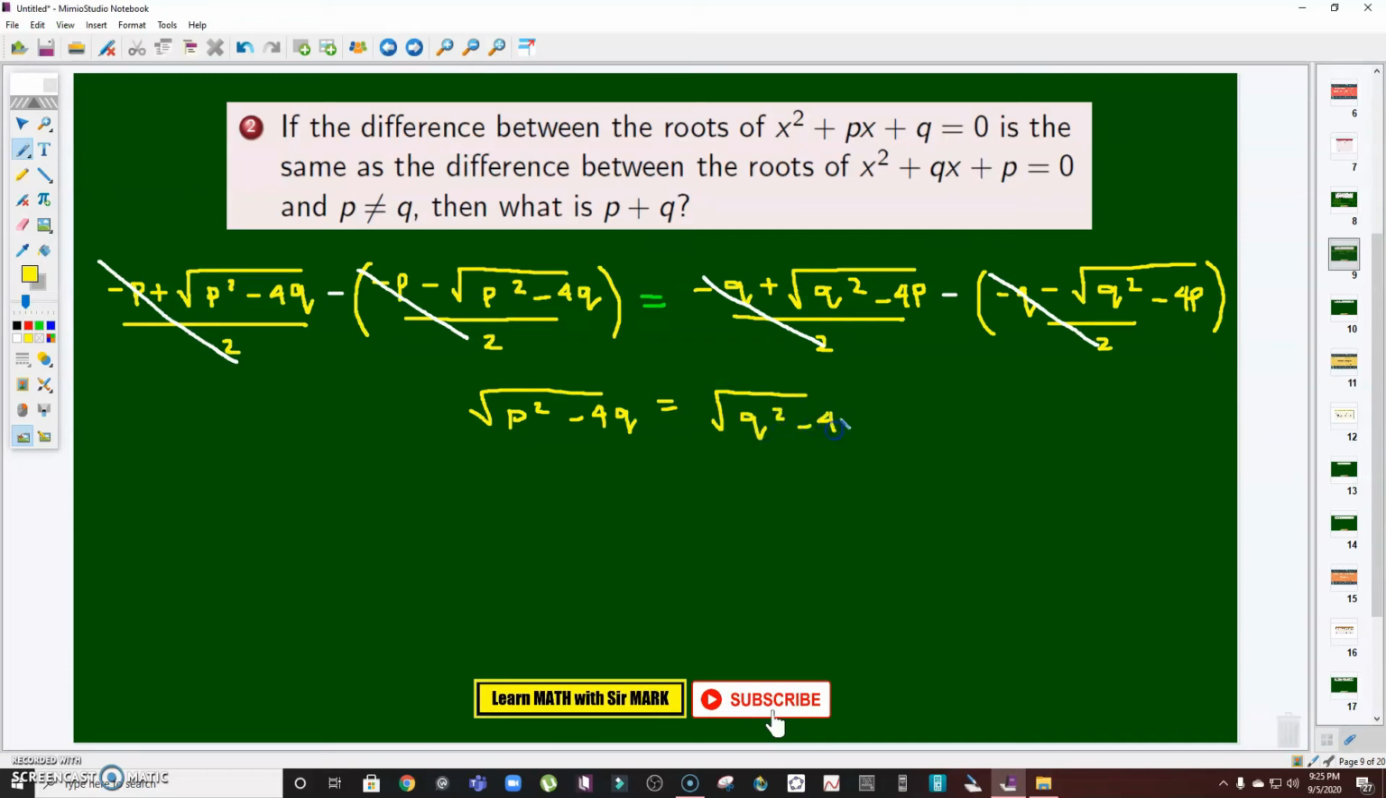Okay. So, we know what to do next. Since it is a radical, I'm going to square both sides of the equation. We're just going to remove the radical symbol. So, that will be p squared minus 4q equals q squared minus 4p. Take note, our goal is to get the value of p plus q.